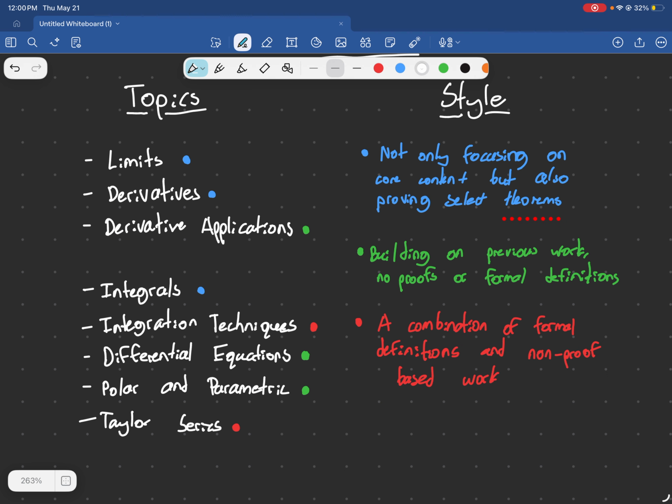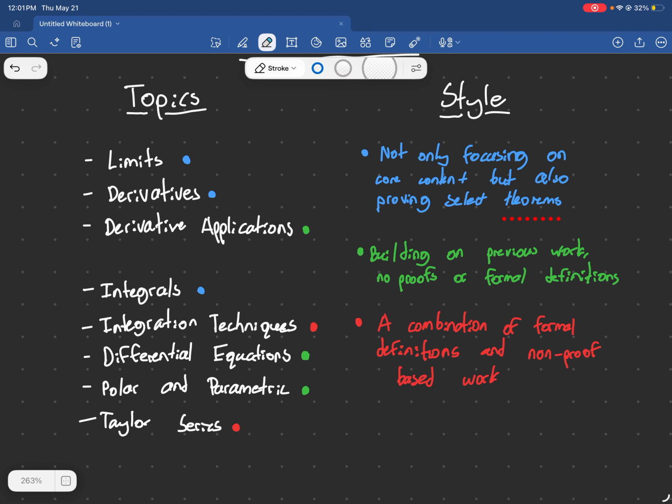So if you'll notice, we have a bit of a color coding thing going on here, where there's some blue dots, some green dots, some red dots, and what this is saying is everything in blue, so limits, derivatives, and integrals, are going to involve a lot more formal definitions and proofs. Specifically, limits and integrals, where we're looking at what it really means for a limit to exist with epsilon delta, or for integrals where we're looking at Riemann sums.